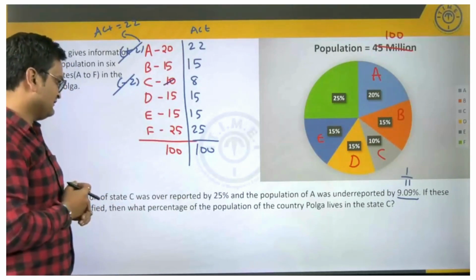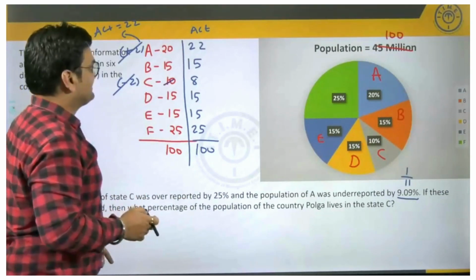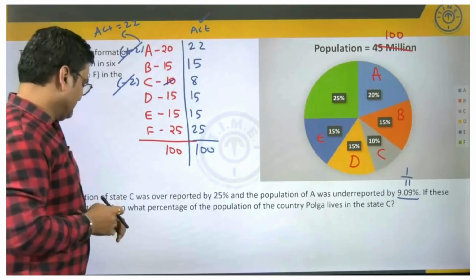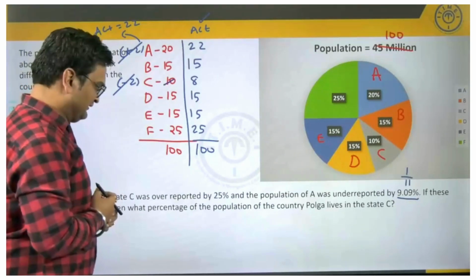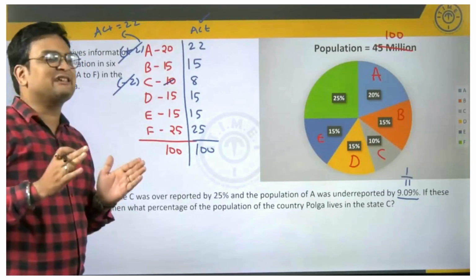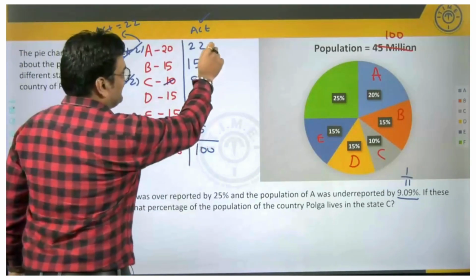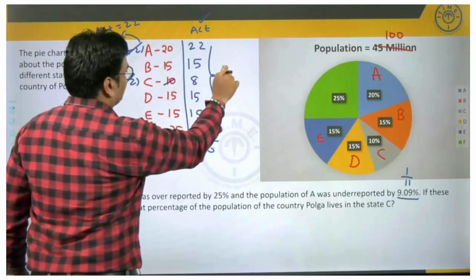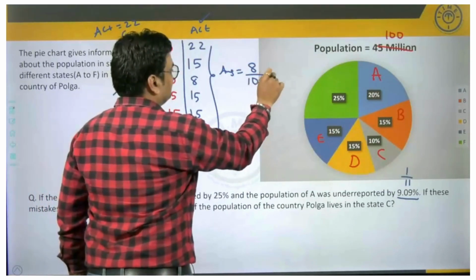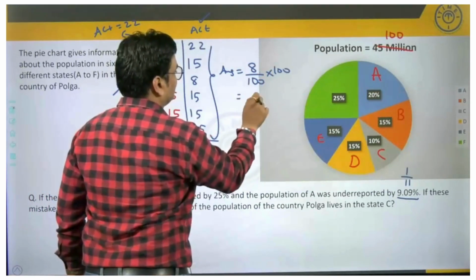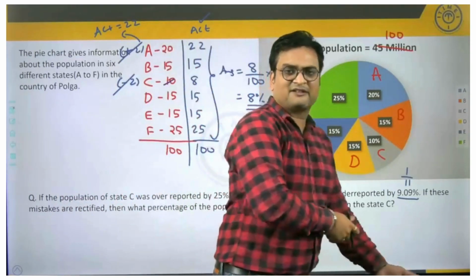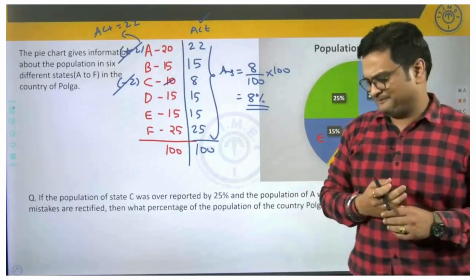Now look at the question. If these mistakes are rectified, and we have done the rectification here, then what percentage of the population of the country Polga lives in state C? Based on the data here, in state C we have 8 people out of 100, and 8 out of 100 is nothing but 8%. So the answer for this question is 8%.